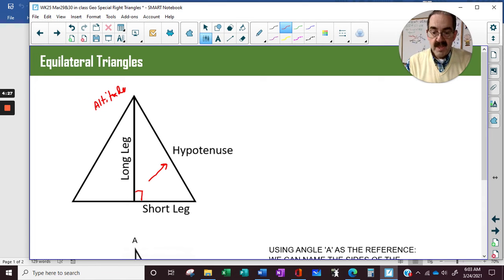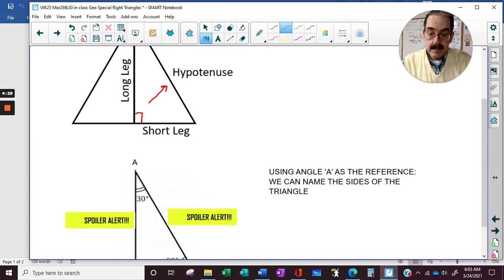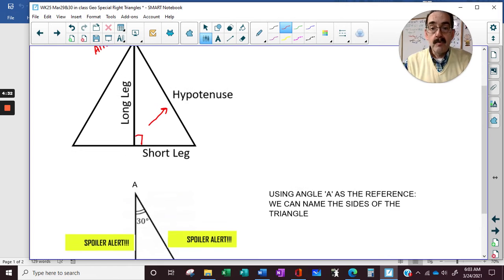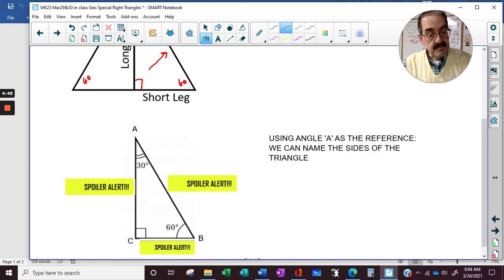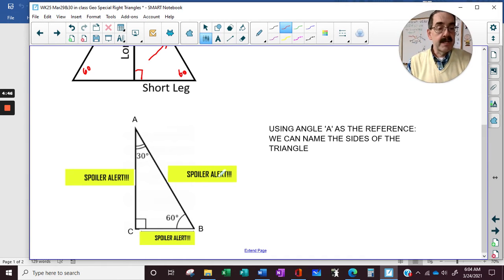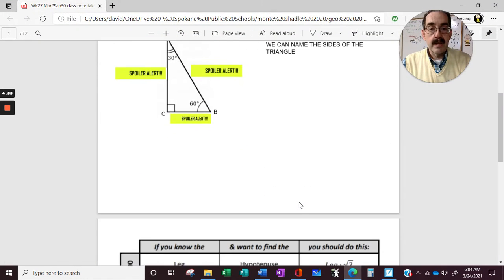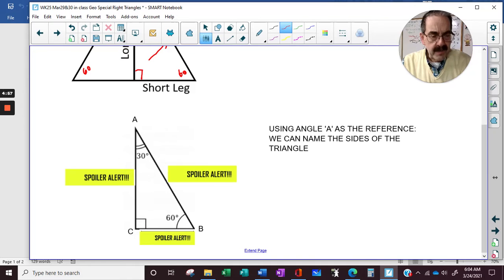Now we're going to label it again. Yes, we're going to do the same thing. We had a 30, 60, 90 because this was equilateral and divided in half: 30, 30, 60, 60. So this is where we got the 30, 60, 90 triangle from. Using angle A as the reference, we can name the sides of the triangle. So, yes, in your notes, do it again. The only way to get these vocabulary words in our head is to use them.